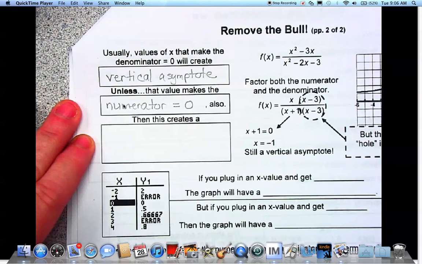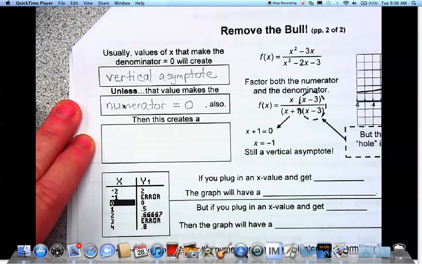So look at this one right here. They have a vertical asymptote at where? X equals negative 1. So right here. But because the x minus 3 is canceled out, there's a hole at 3. Oh, so you can have both.